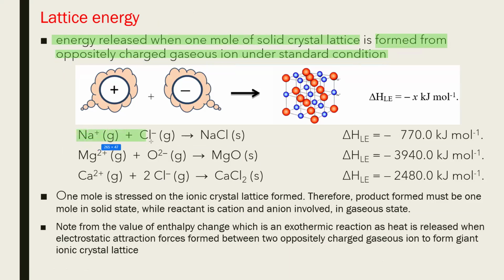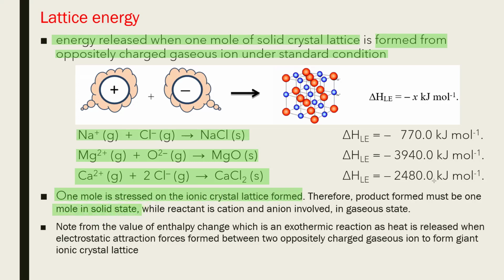For example, Na plus gas plus Cl minus gas gives NaCl solid; Mg2 plus gas plus O2 minus gas gives MgO solid; Ca2 plus gas plus 2Cl minus gas gives CaCl2 solid. If you look at the definition, it is one mole of solid formed from oppositely charged gaseous ions. So the one mole is stressed on the ionic crystal lattice formed, therefore the product must be one mole in solid state, while the reactants are gaseous cations and anions. For the gaseous ions, no matter how many moles you use, it doesn't really matter here.